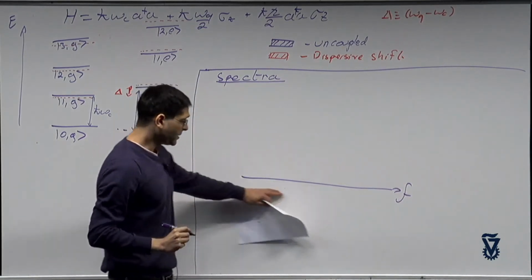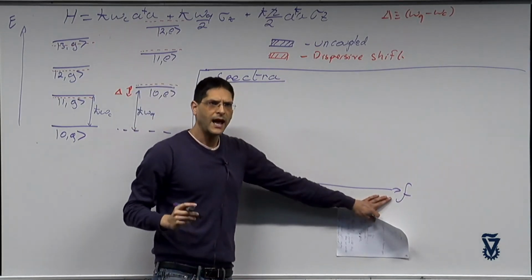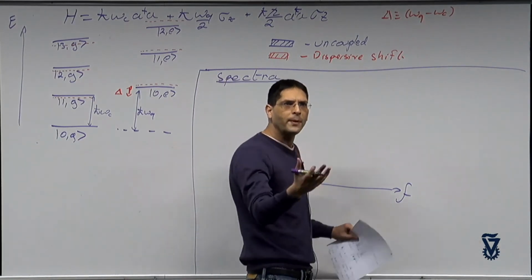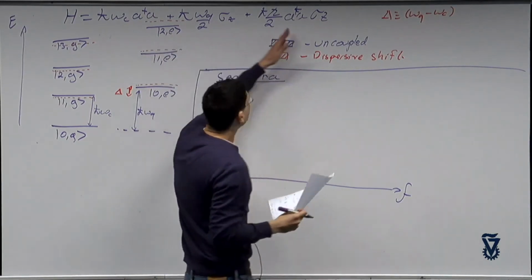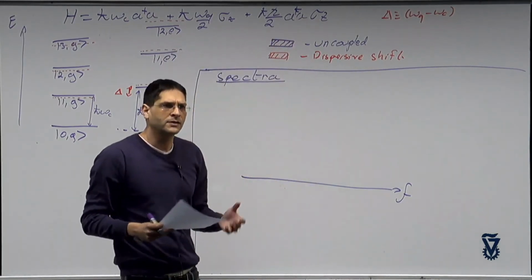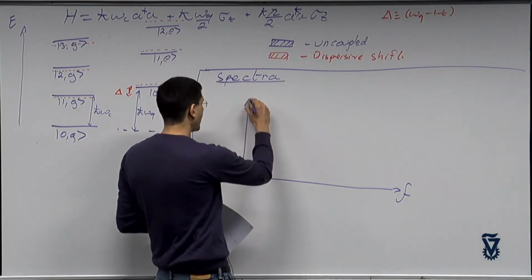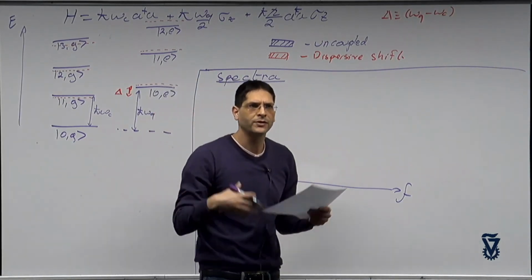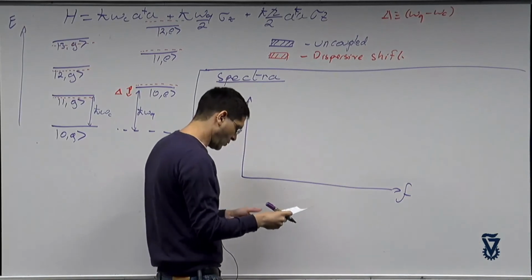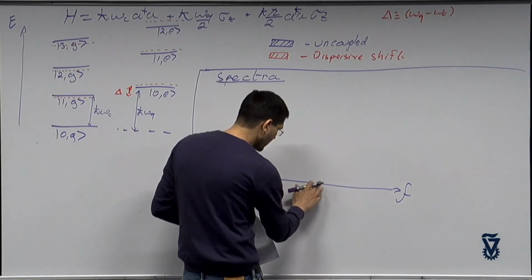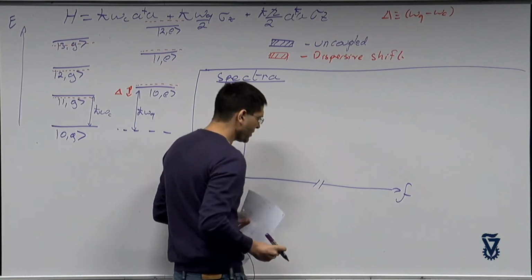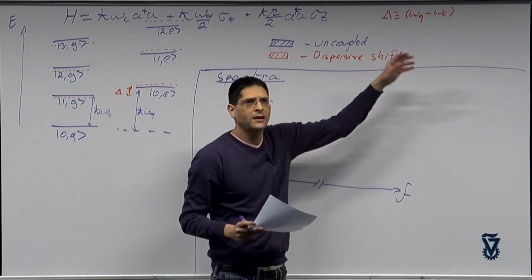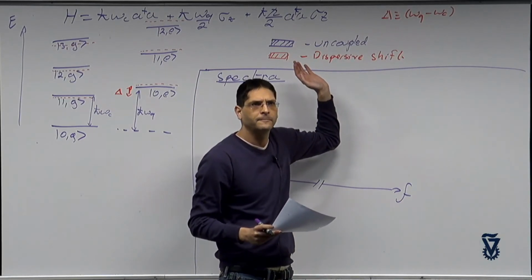So this here is frequency, and think of a spectroscopy experiment where you're probing at these frequencies and looking at the response of the system. So the y-axis is going to be the response of the system, essentially the density of states or the absorption spectra or whatever. And we'll assume that the atom is at a higher frequency than the cavity.